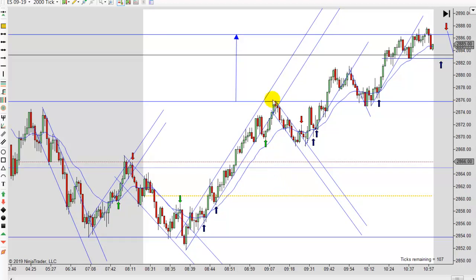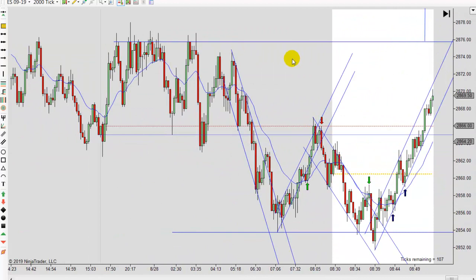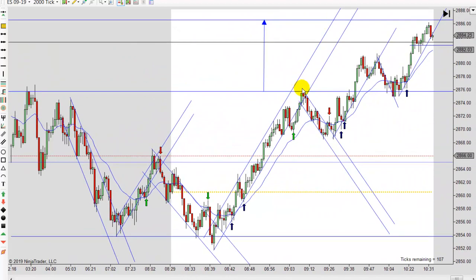But now you've got your break. You got a new high. You just turned down off the previous high, so that's strong resistance right there, and you get a reversal pattern right here. So I like entering. It didn't go very far. It went far enough to give you your scalp, but that's it.